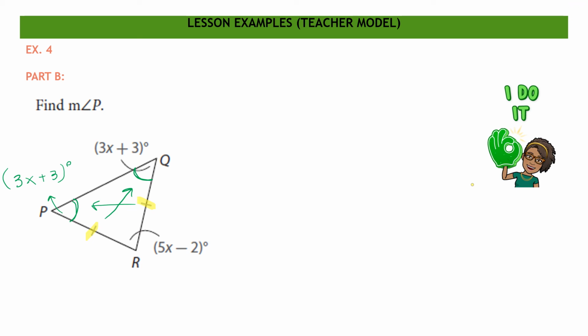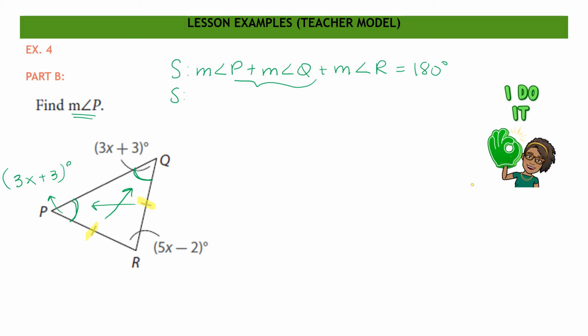So now that I have all three of the angles identified in this problem, I can use the information to find the measure of angle P. Well, what do we know about all three angles in a triangle? We know that all three angles in a triangle add up to 180 degrees. So now I can just substitute the values of all three of these angles to solve for x.